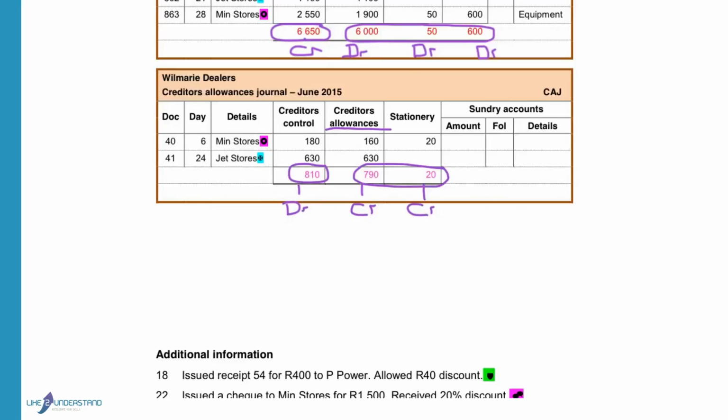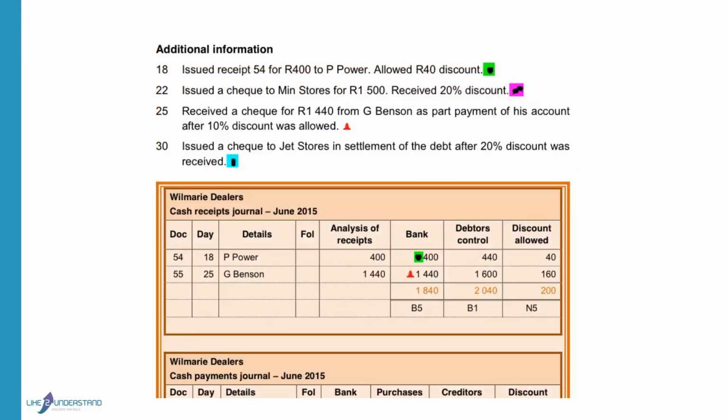Issued a receipt for 400 to P Power, allowed 40 Rand discount. So we will have to record two double entries. The first double entry will indicate that we received money. So it means it must be recorded in the cash receipts journal, and we will reduce the account of Power, and then we will also have to indicate that there was 40 Rand discount.